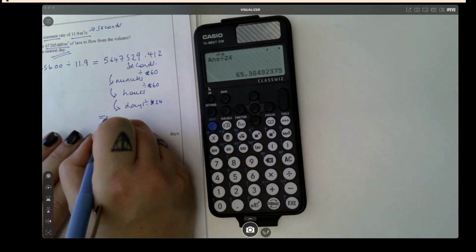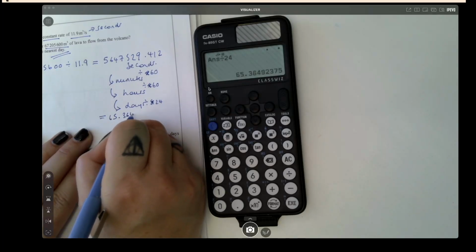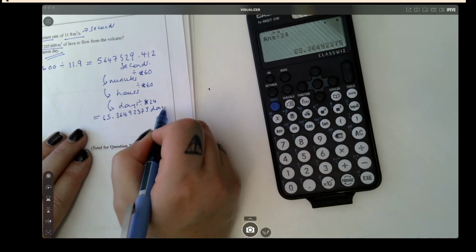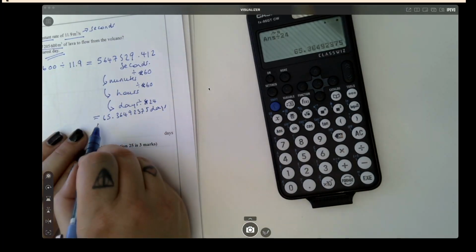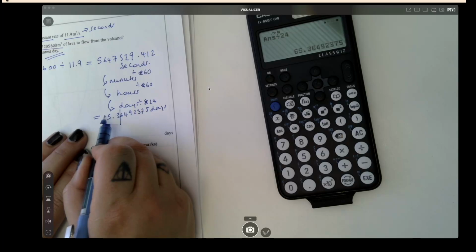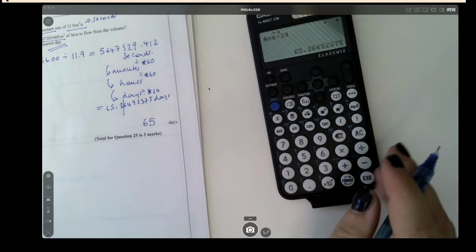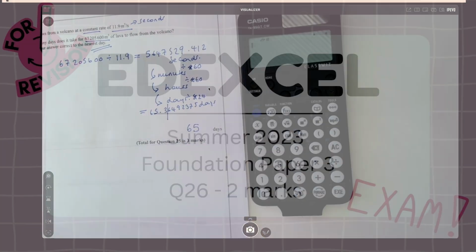So that is 65.36492375 days. Okay. To the nearest day, it's 65.3. That 3 is less than 5, so it's not going to change it. So it's 65 days to the nearest day.